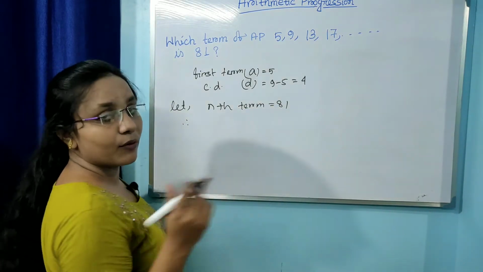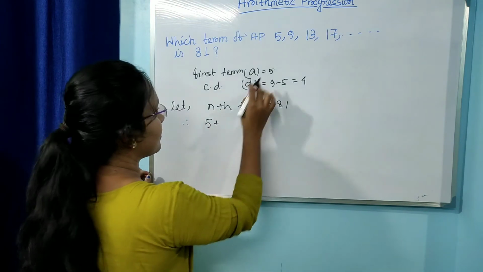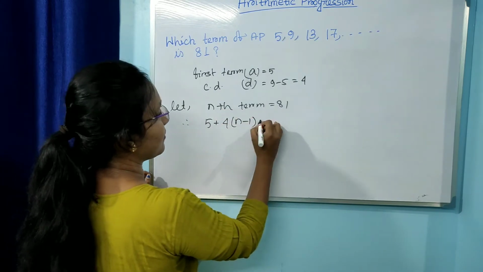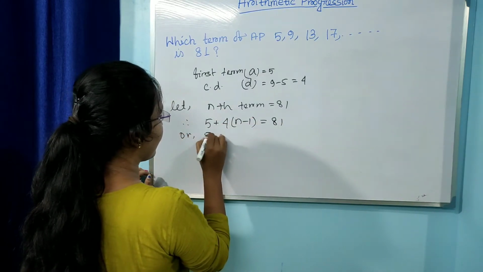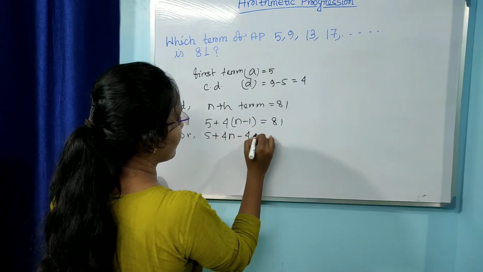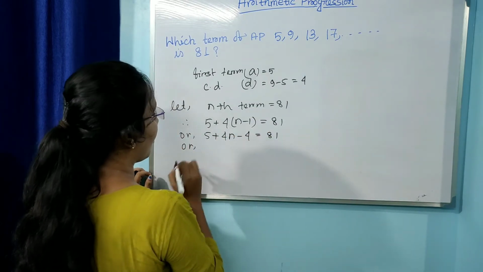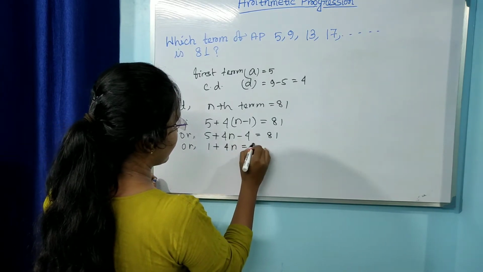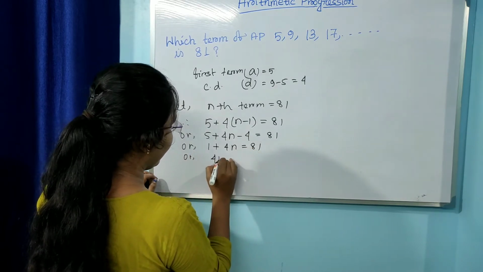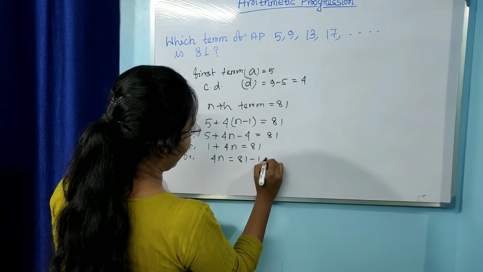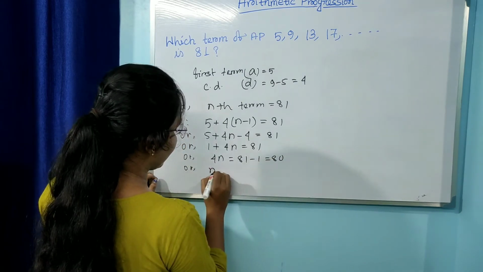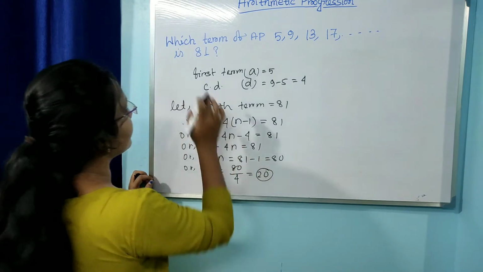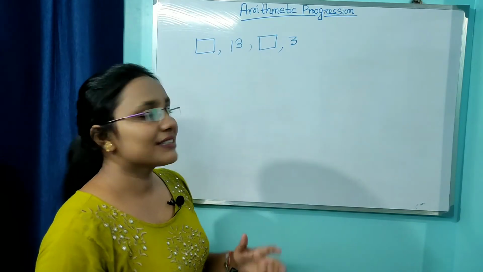So what will be the nth term? 5 plus, this is the first term, 4 into n minus 1, because this is the nth term, equals 81. It gives us 5 plus 4n minus 4 equals 81, or 5 minus 4 will be 1, so 4n equals 81 minus 1, that is 80, which gives us n equals 80 upon 4, that is 20. So the 20th term will be 81. Okay, so this is another type of problem.